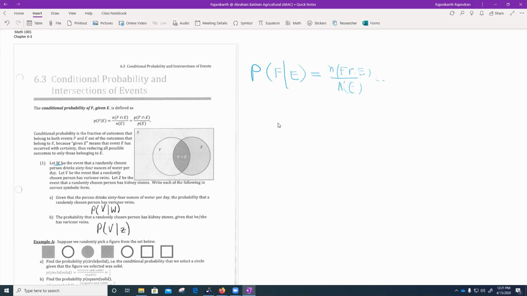the number of outcomes of the event E. This is equivalent to writing the probability of the intersection event F and E over the probability of E. So you could use either way to do the problem. You could use the little n formula with the conditional or the probability with the conditional. So we will look at them one by one. Okay, let's move to the first example.